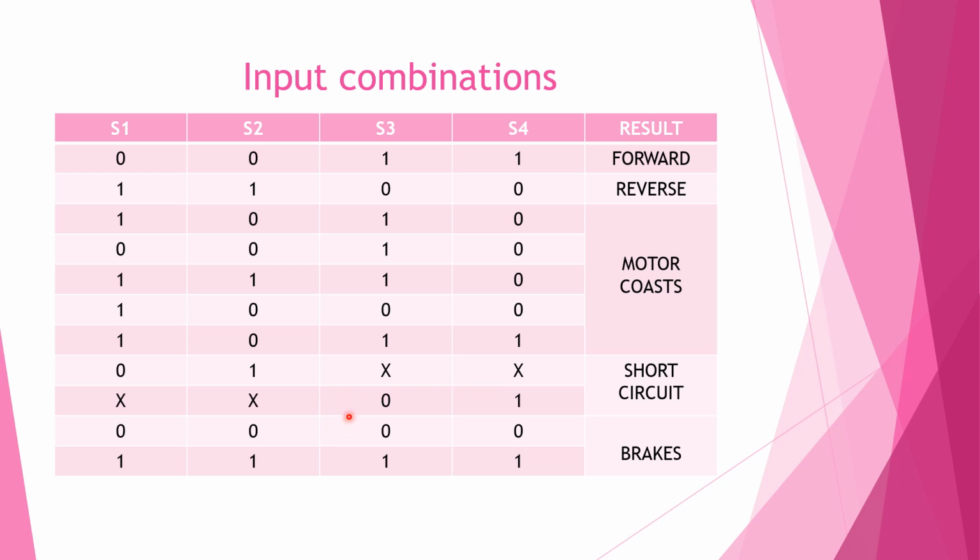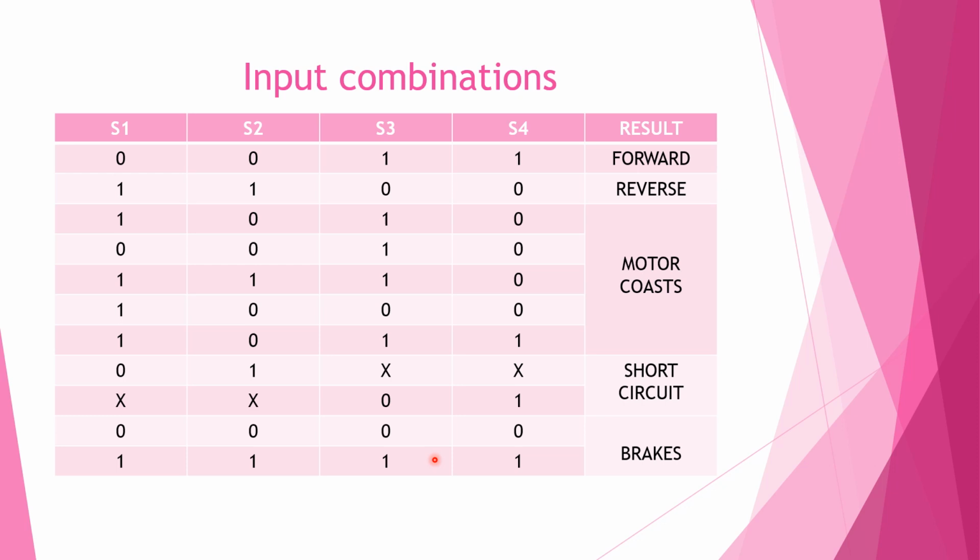And in this combination, S3 and S4 alone will be on. That is again a short circuit, on the right side. So this combination is not allowed. These two combinations are not allowed. That causes a short circuit. If it is interfaced through a microcontroller, you have to write the program so that these combinations do not come. And here, this is a braking combination.